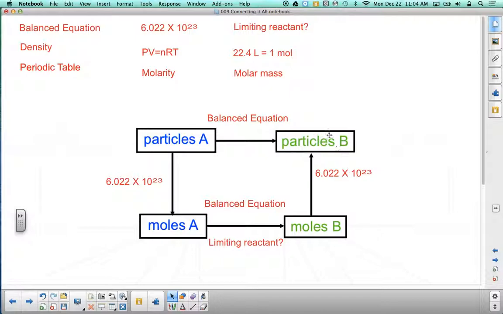After talking about limiting reactants, you can probably now envision that if you're going to move between particles of A and particles of B using your balanced chemical equation, just like when using moles of A and moles of B, you're going to have to consider the possibility that you do in fact have a limiting reactant.